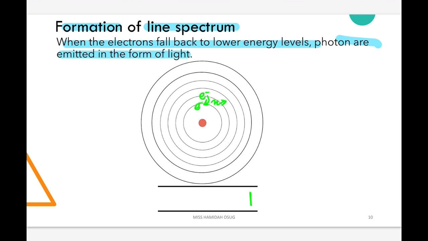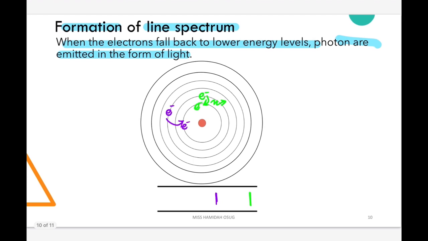Next, if we have an electron that is being excited at n equals 3, remember, an electron at excited state is very unstable, so it will fall back to a lower energy level, which is n equals 1 in this case. When it drops back to a lower energy level, it will emit a photon in the form of light, and this can be observed in the line spectrum.